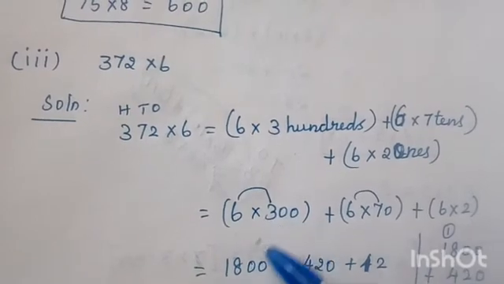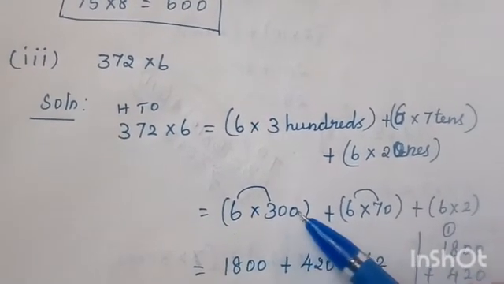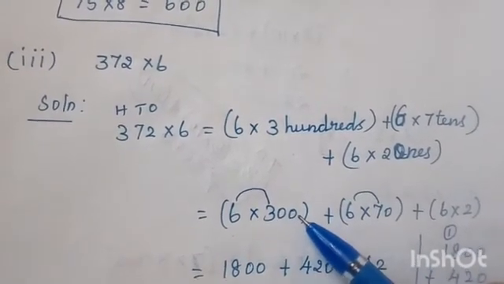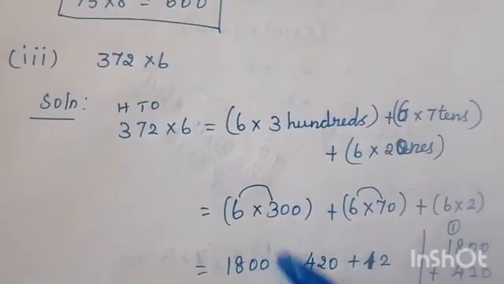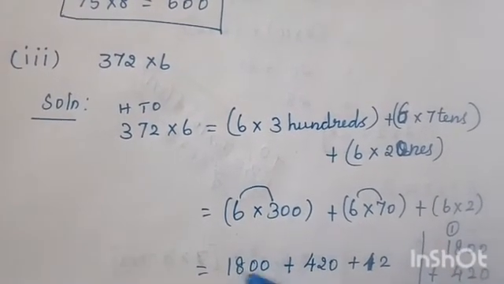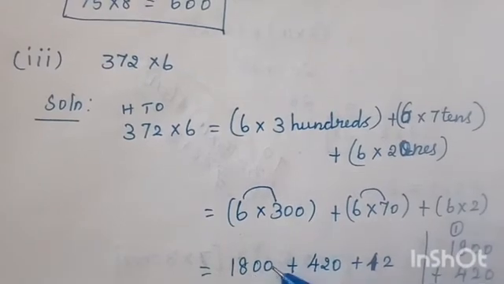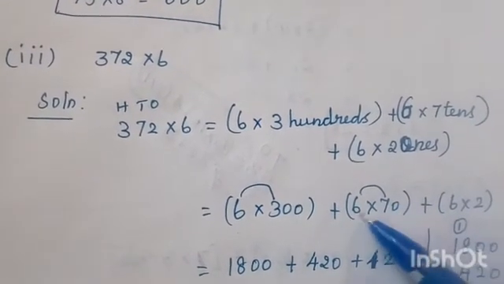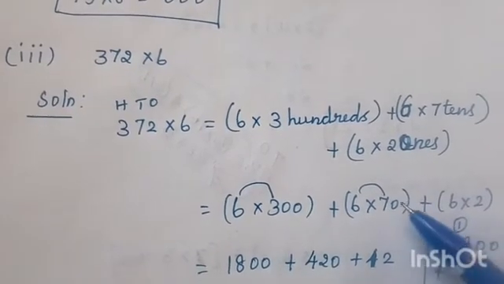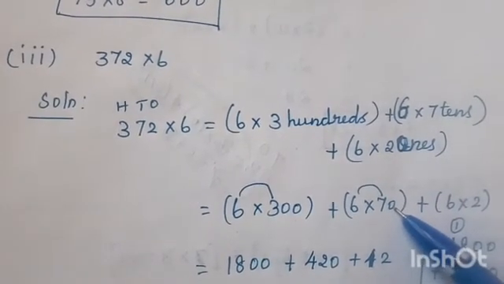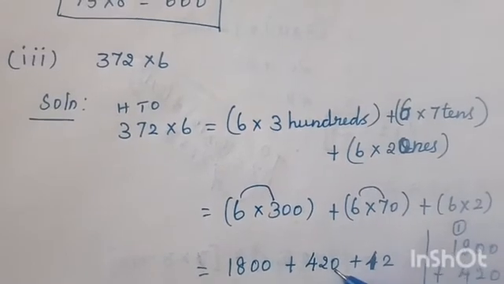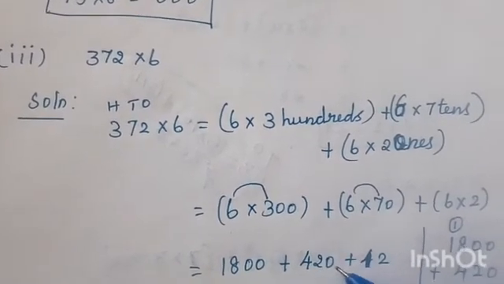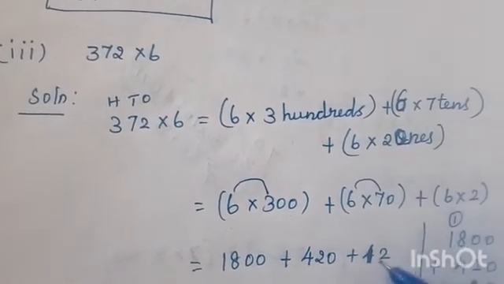6 threes are 18. At the end of the digit, how many zeros are there? 2 zeros. Just take and write them at the end of the digits. Now 6 sevens are 42. How many zeros are there at the end of the digit? Only one 0. Take and write it. So that is 420. 6 twos are 12.